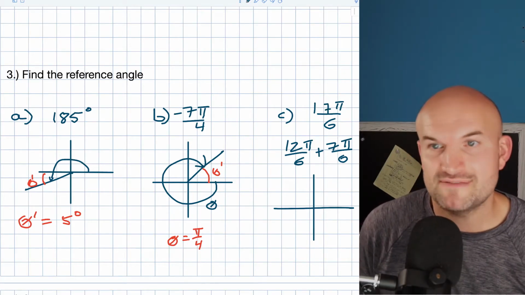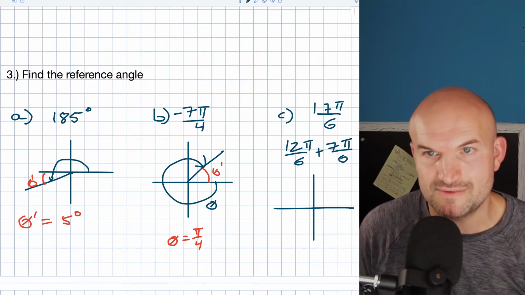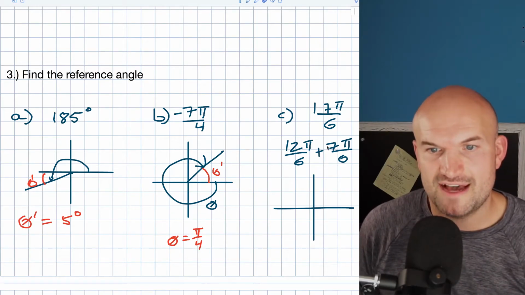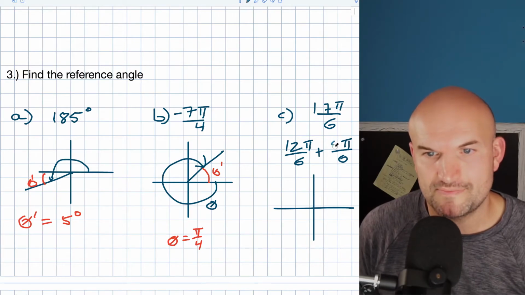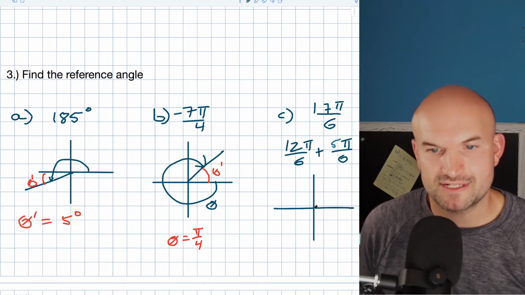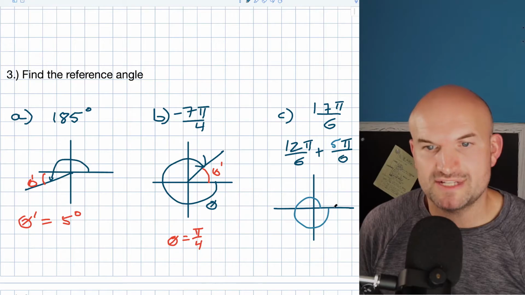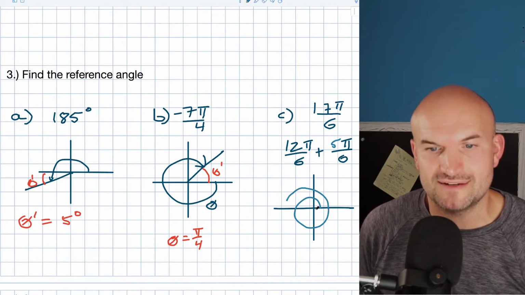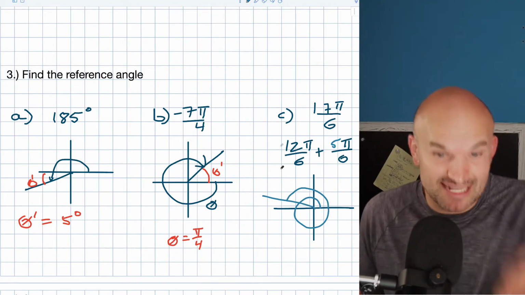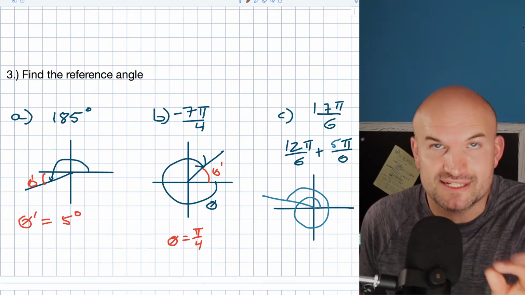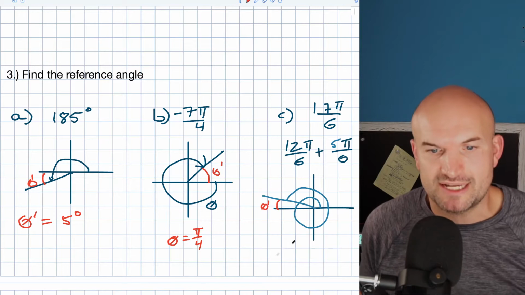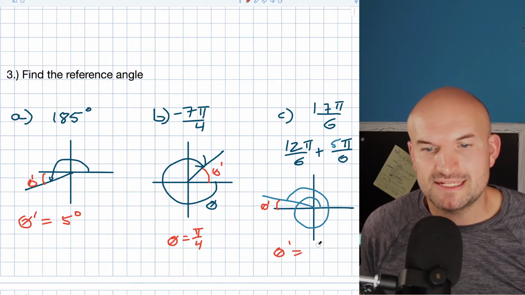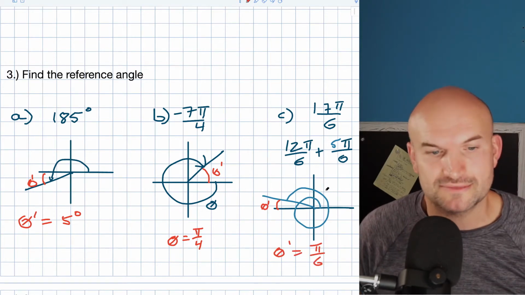So if I change this to 17 pi over 6, then that is now going to be 5 pi over 6. I thought I did that. Can't believe I didn't change that. Okay, so that's going to be 5 pi over 6. So we have a revolution, 12 pi over 6, and then we have 5 pi over 6, which is right there. And again, it's going to be pi over 6 short, right? Because to get to 6 pi over 6, that would take us to that quadrant. So that is going to be my reference angle. So we can say theta prime is equal to pi over 6.